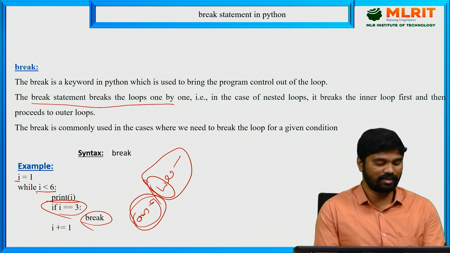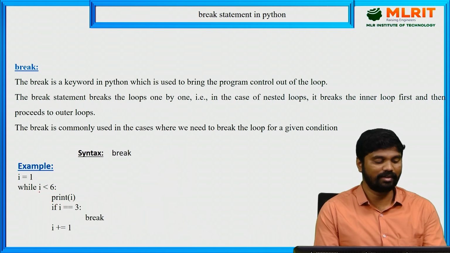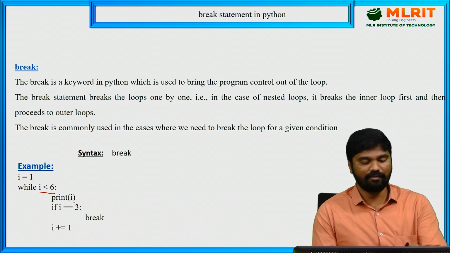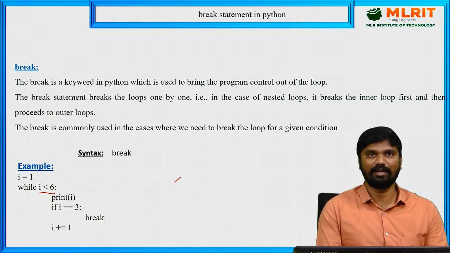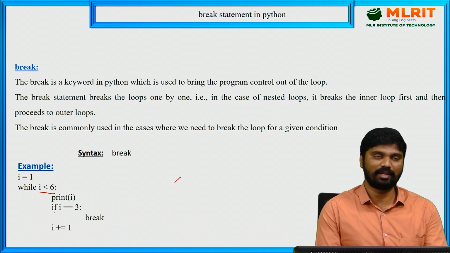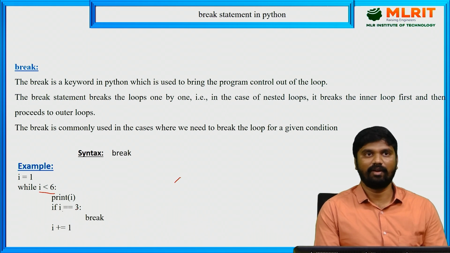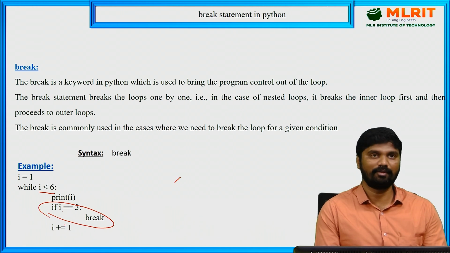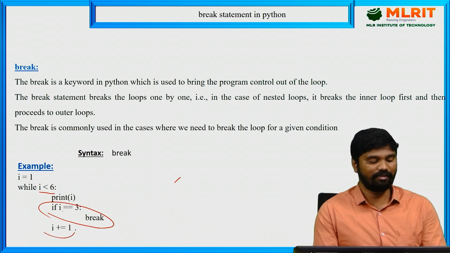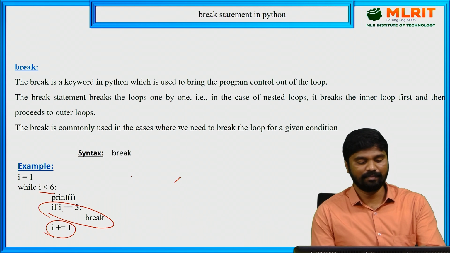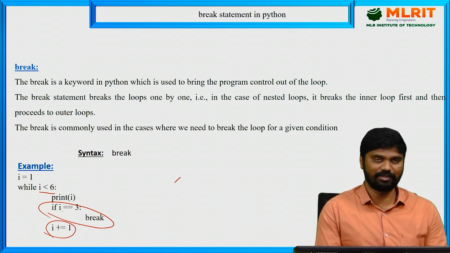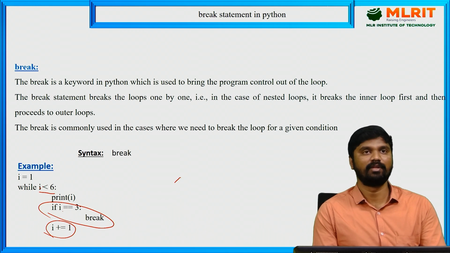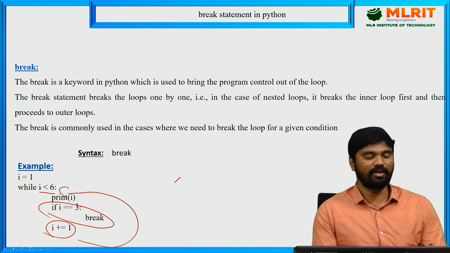For example, here see, I equals 1. Is 1 less than 6? Condition true or false? True. Now the value 1 will be printed. Now the condition will be checked: 1 equals 3? No, so the condition is false. That's why the flow will not enter the if block, and directly it will increment the value, using the addition assignment operator. Now the I value becomes 2. Again it will come back to the while loop and check the condition.